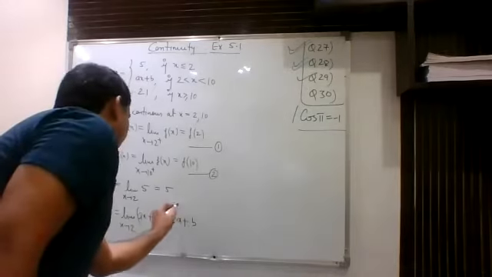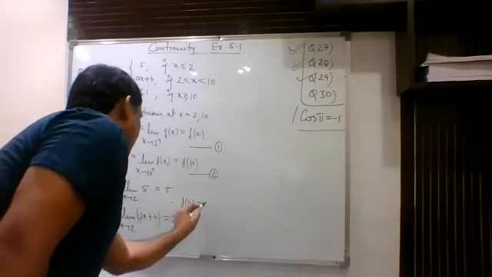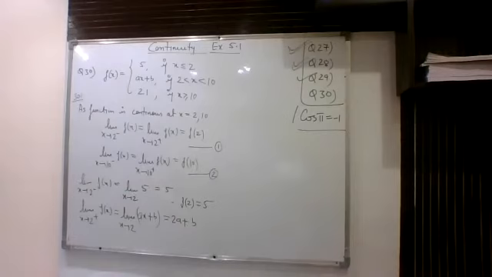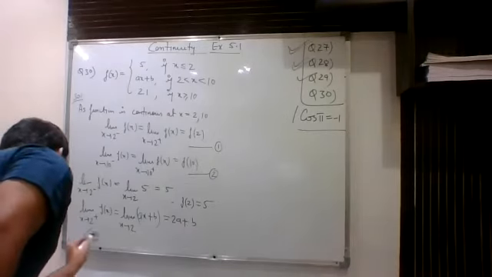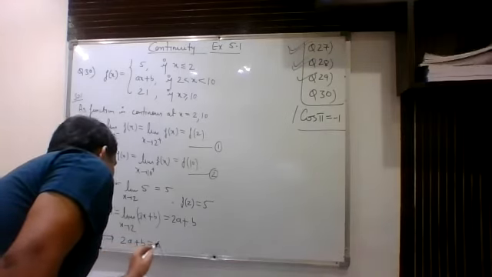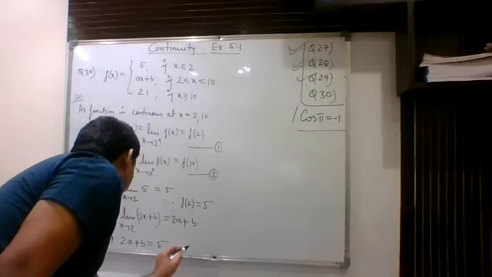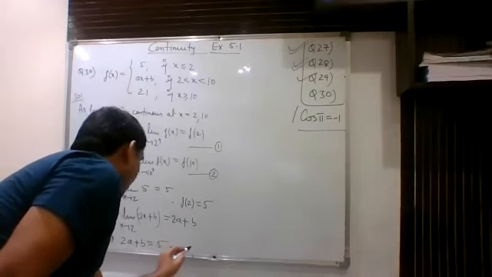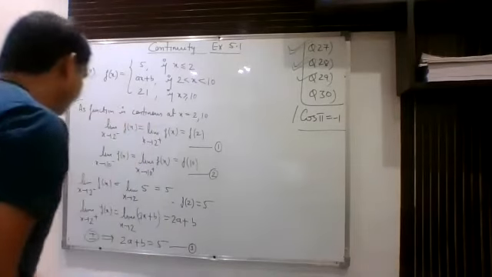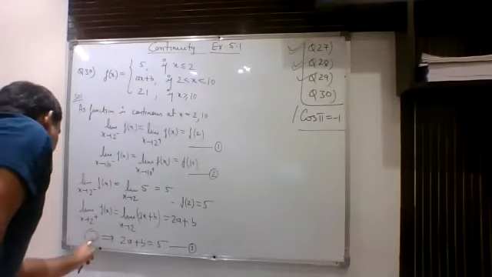Also you can observe that f applied to 2 is nothing but that is also 5. Now when we equate them, you will get one equation. Number 1 will imply 2a plus b is equal to 5. You can call this the third equation. So call this one as 3.